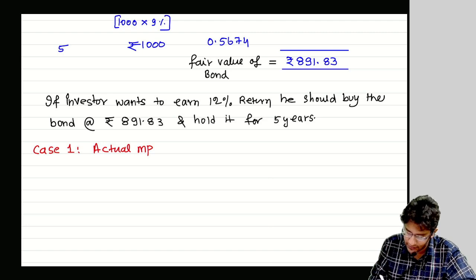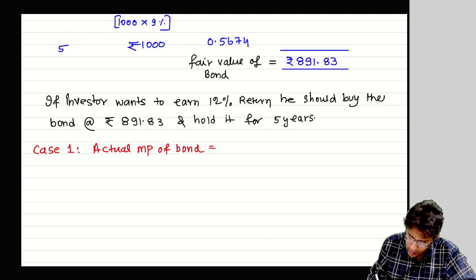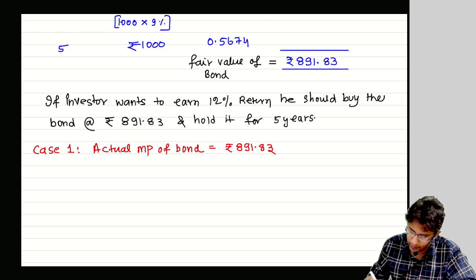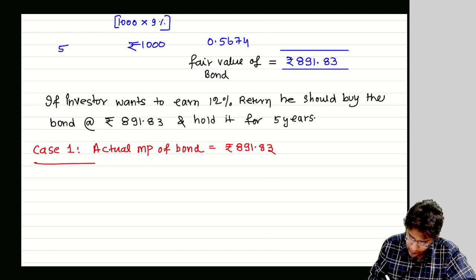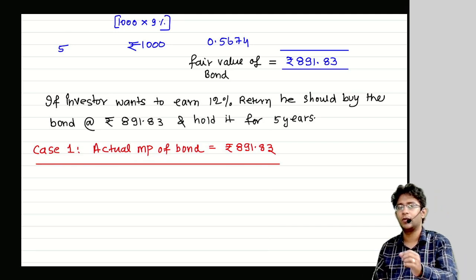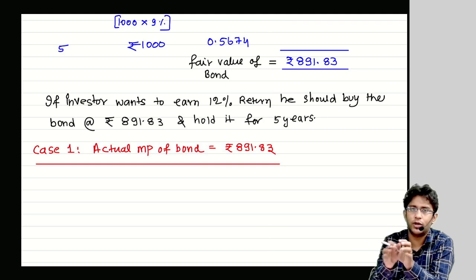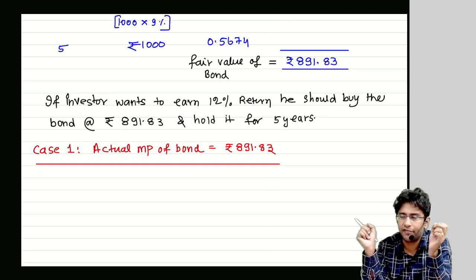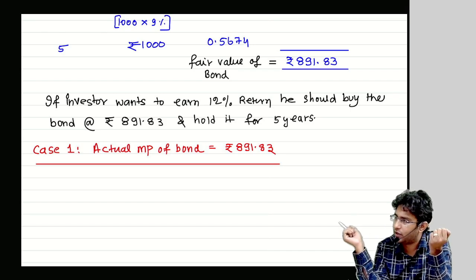Actual market price of the bond is equal to 891.83. That means what he did is, with his Casio calculator, this fellow computed the fair value of the bond. He got it as 891.83.